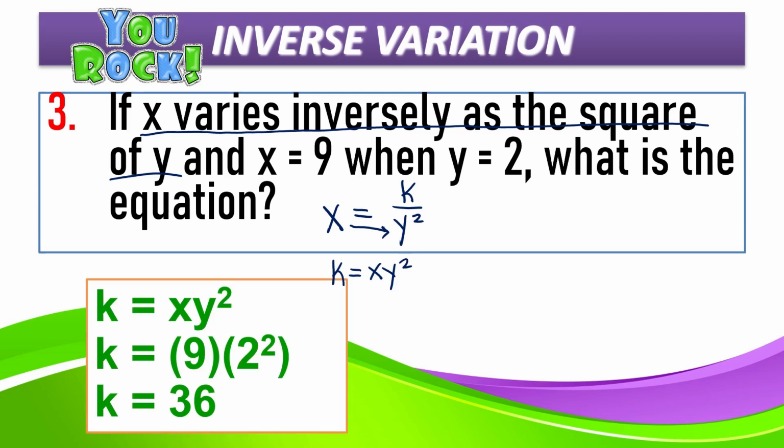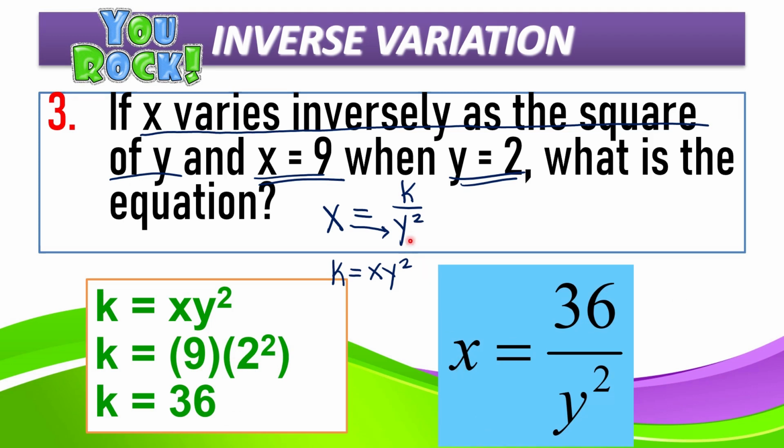So substitute x equals 9 when y equals 2 to solve for k. Therefore, we will have k equals x, which is 9, times y, which is 2, squared. 2 squared is 4 times 9 is 36. So, going back to the equation, replace k by 36. So the answer will be x is equal to 36 over y squared.